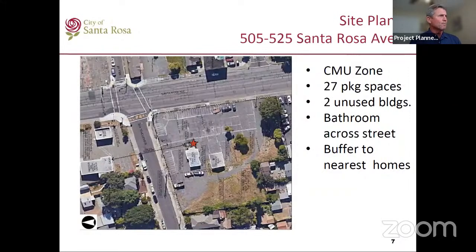I'm reiterating some things, but I just want to show this in a plan view. Again, it's a commercial mixed use zone. There are 27 parking spaces that were proposed. There are the two unused buildings. The bathroom is across the street. And if you see that arrow, you can see where it is in relation to where the mobile food truck will be. And there is a buffer to the nearest homes.